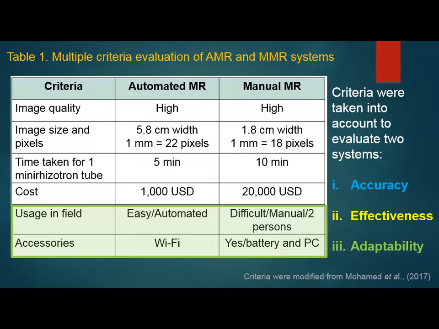Also in terms of accessories, the AMR system needs an internet connection to send the images to the computer, but the manual MR system needs a battery and a personal computer to see and monitor the roots.